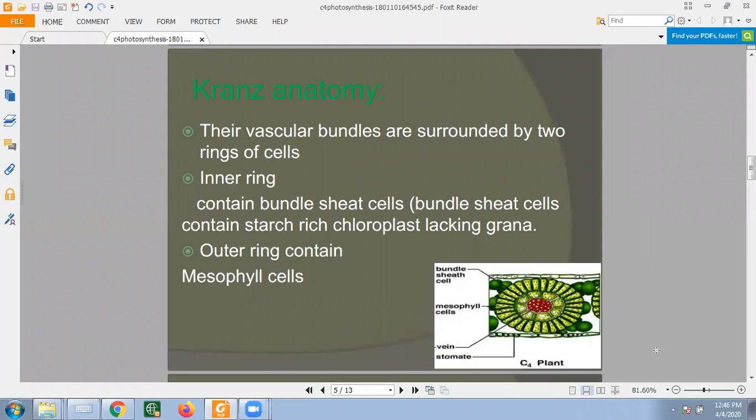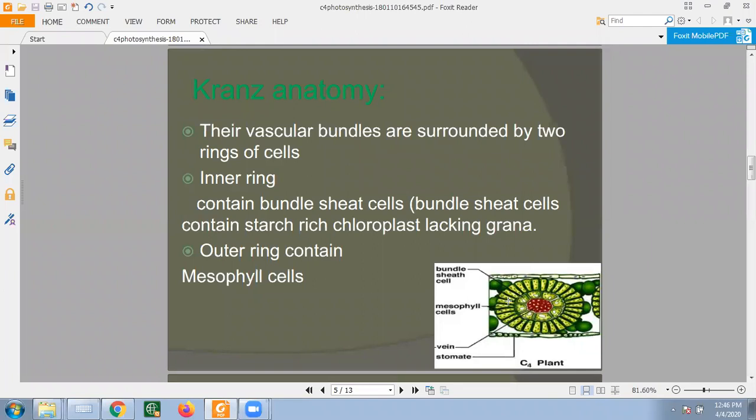The chloroplasts of bundle sheath cells are very large when compared with the other cells surrounding them. Also, we can see some chloroplasts here, but the chloroplasts found in these bundle sheath cells are very large. And here, a very important point about the chloroplasts found in these large bundle sheath cells.